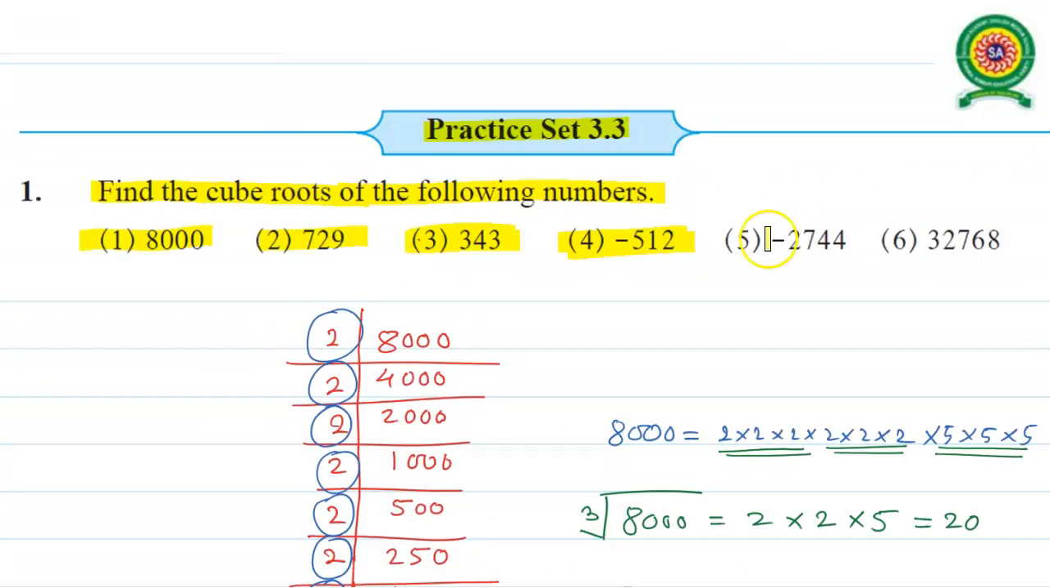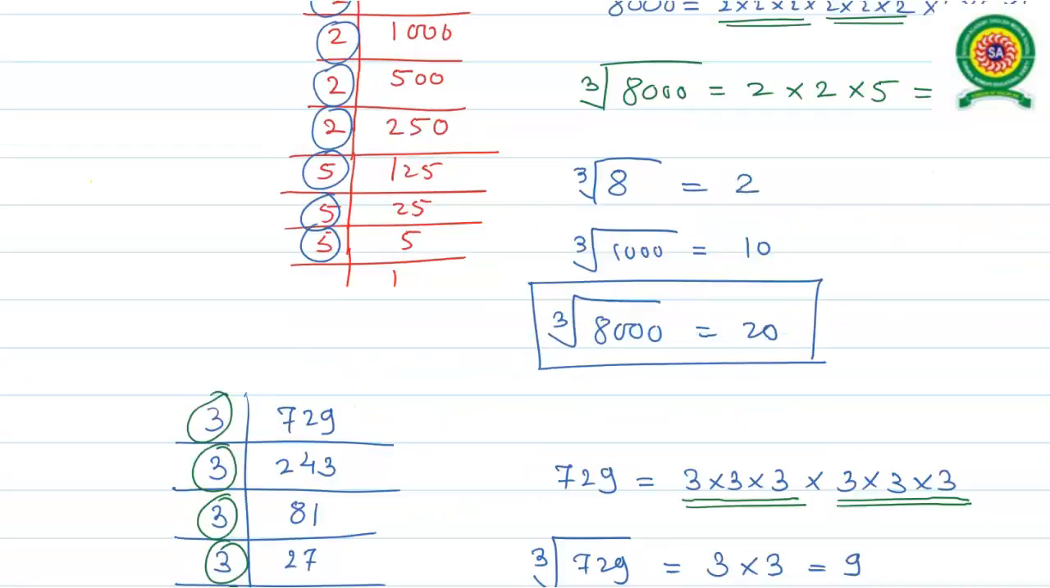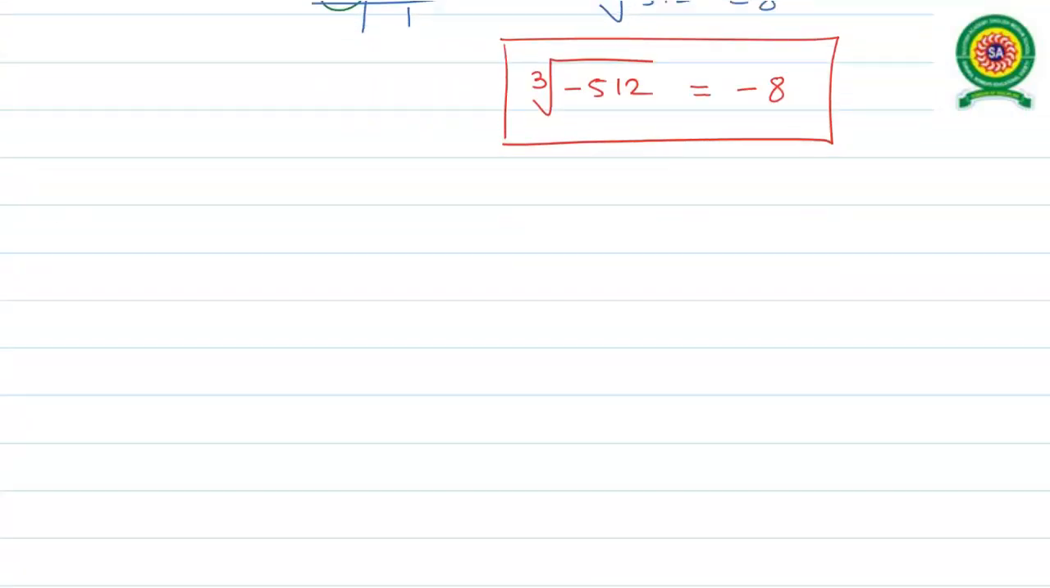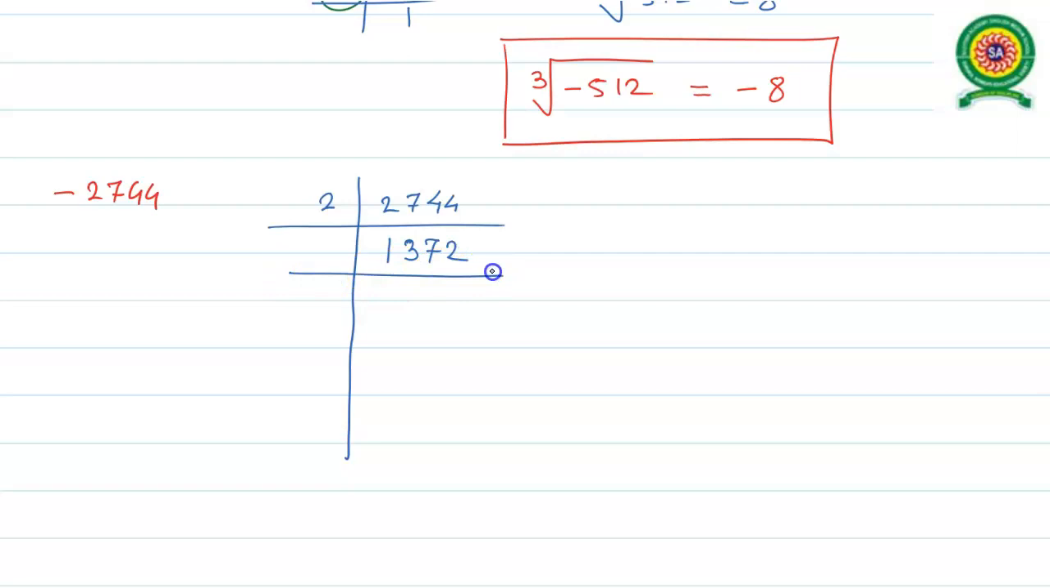Now look at the next sub question. It is of the form minus 2744. So we have to find the cube root of minus 2744. At the start, forget about the negative sign and try to evaluate the prime factors of 2744. So 2744 is divisible by 2. 2 ones are 2, 2 threes are 6, 2 sevens are 14 and 2 twos are 4. Again, 1372 is divisible by 2. 2 sixes are 12, 2 eights are 16, 2 sixes are 12. Again it should be divisible by 2. 2 threes are 6, 2 fours are 8 and 2 threes are 6.